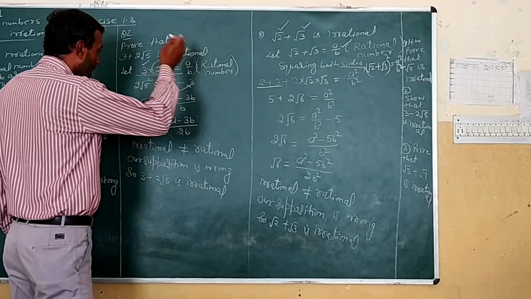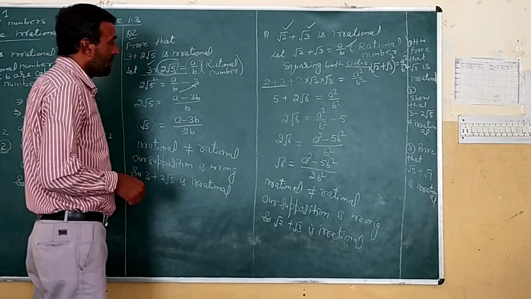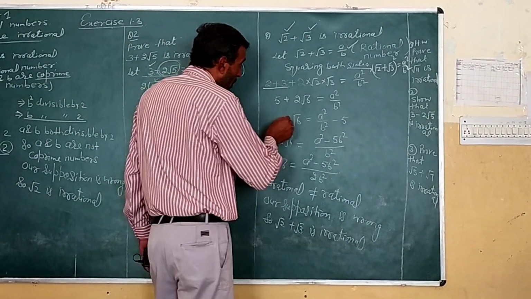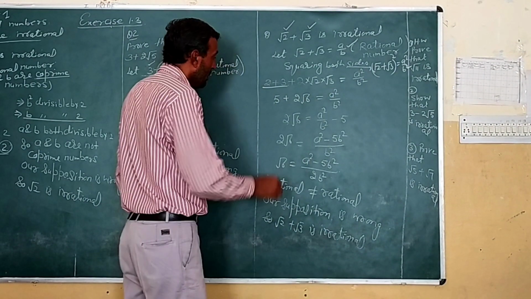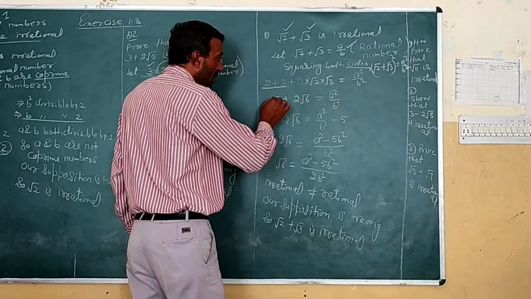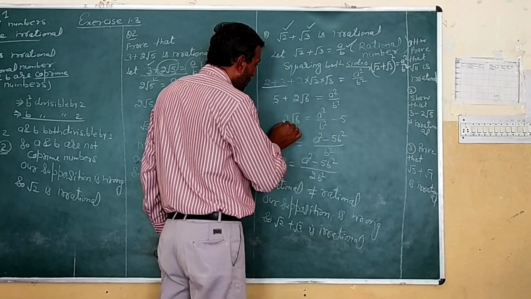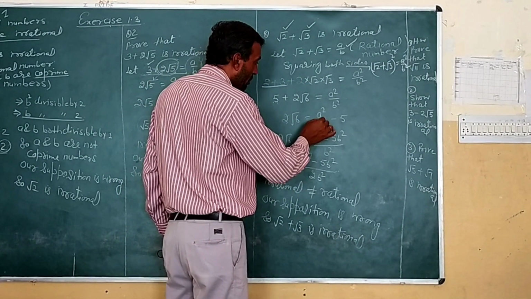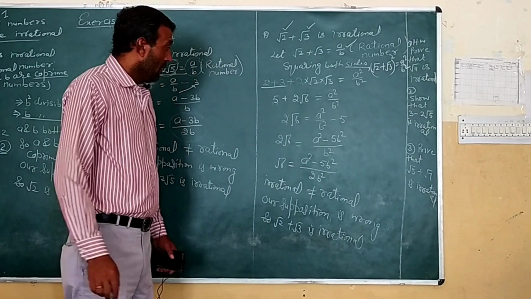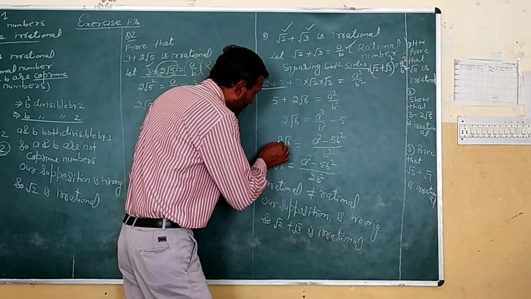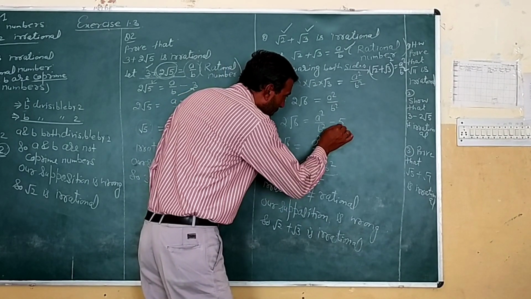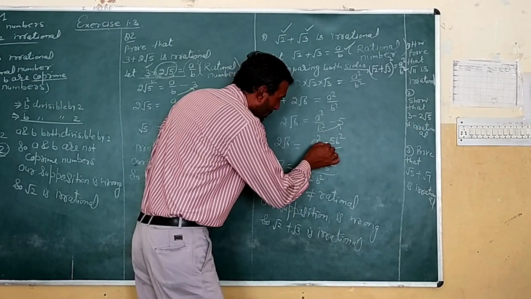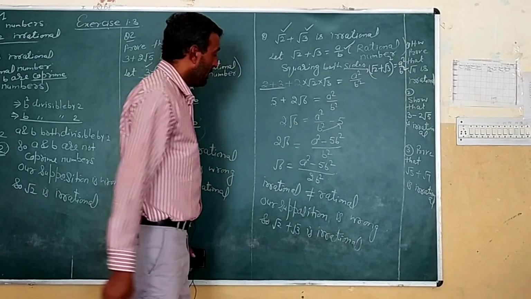Now the process is the same as the second question. 2 root 6 is the same. 5 is transposed to this side, this is the without-root value. Transposing, we get 2 root 6 is equal to a square by b square minus 5. Now we are taking the LCM. 2 root 6 is equal to the same, LCM is b square. B square goes to this side. We get a square minus 5b square upon b square.